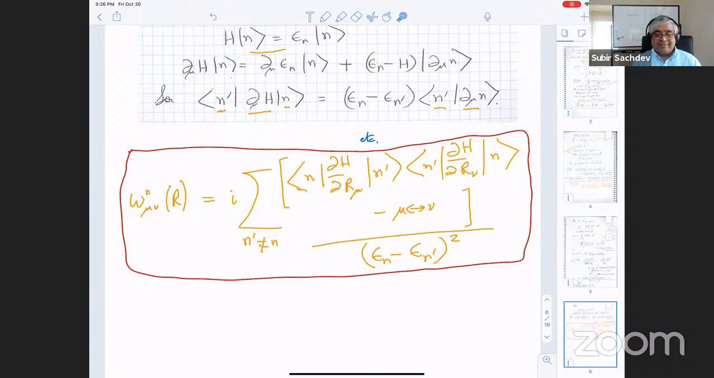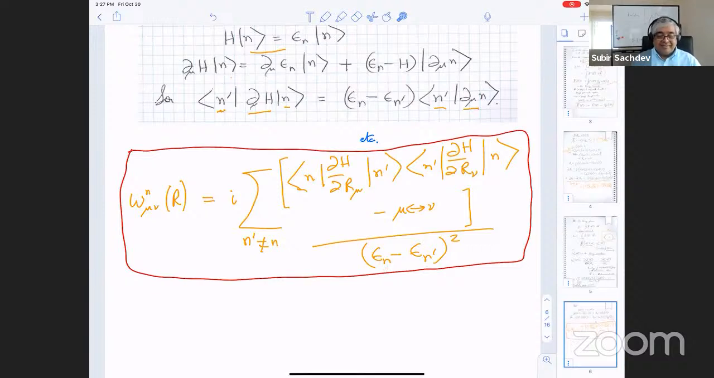But this is not perturbation theory. This is the exact answer, the full answer for the Berry curvature at any point in parameter space for any Hamiltonian. Okay, so now it's up to you to evaluate the sum. Yeah, and this thing never vanishes as long as there's no degeneracy.